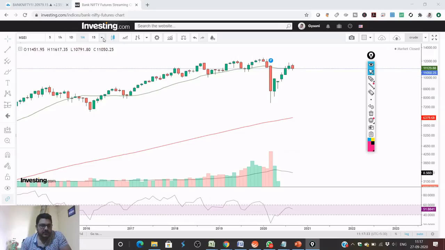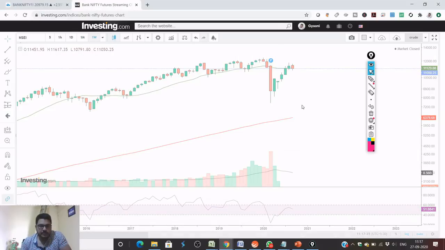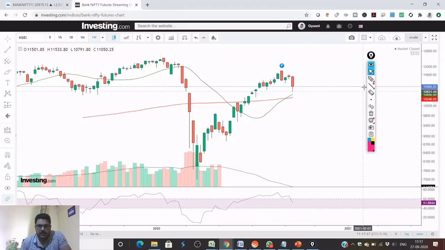So let's go to the weekly time frame. On the weekly time frame, wow, there is a good retracement at this level, but we can expect it to be here for some time. It will be choppy here. It's a good time for us to write any straddles or strangles on Nifty. It will be beneficial for us to do that.